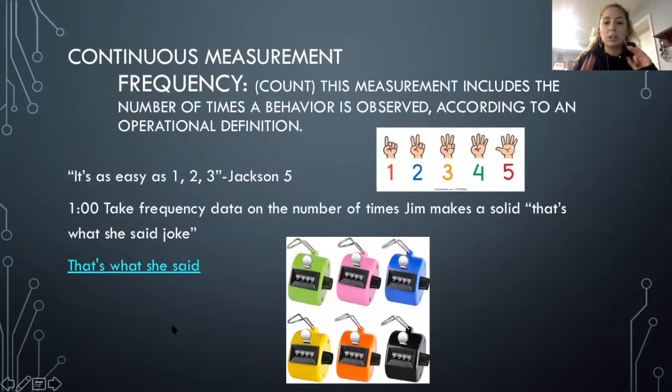So we'll start with frequency. Frequency is basically the count. So numbers, I wrote it's easy as 1, 2, 3. Thank you, Jackson 5. Every single time you observe a behavior occurring during a session, you're just going to mark it and count either on your fingers, or with clickers. I have a little picture of those clickers here.